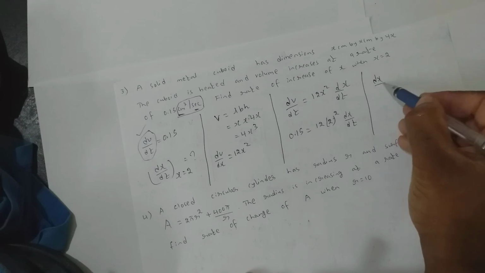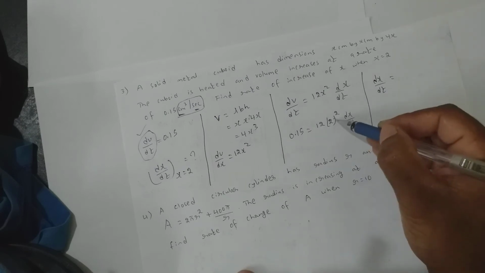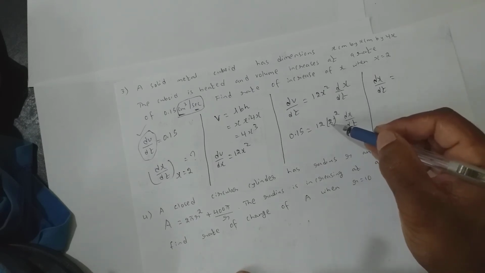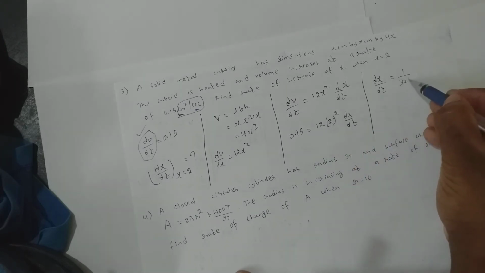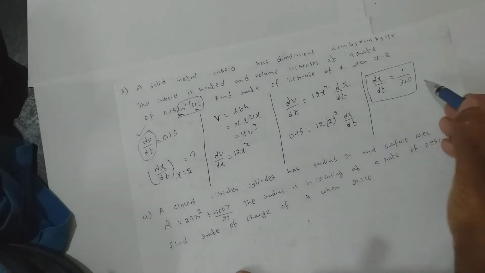So dx by dt equal to, here it is 4, 12 into 4 is 48. Send it as the denominator. I get 1 by 320. That is my answer. Am I clear with all these sums?